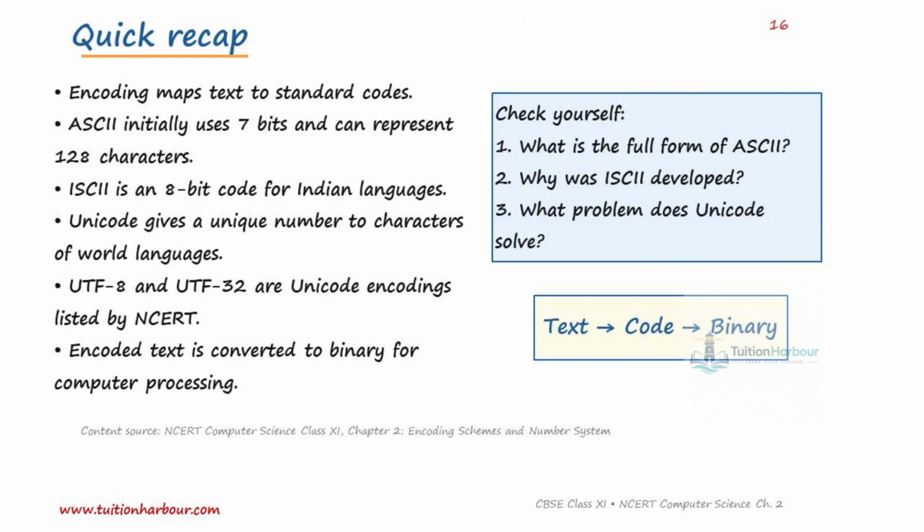Let us recap. Encoding maps text into standard codes. ASCII supports English characters. ISCII supports Indian scripts. Unicode provides a common worldwide character standard, and UTF-8 and UTF-32 are Unicode encodings. Encoded text is finally converted to binary for processing.